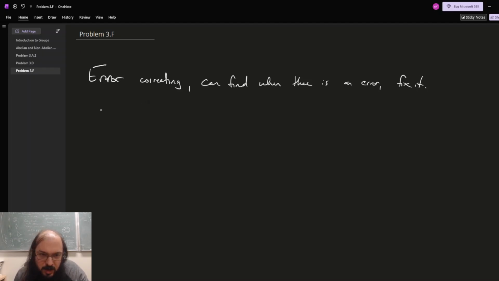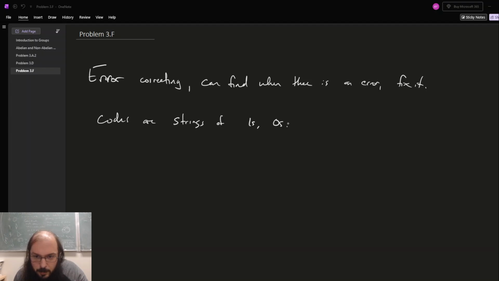So the first thing we have to understand is that a code is just a string of ones and zeros. So a simple example, 0, 0, 1, 1, 0, 1, 1. I don't know, just making it up. These are called binary words. Binary because there are only two symbols allowed, 1 and 0. Words because the alphabet in this language is ones and zeros, and so collections of those are called words.